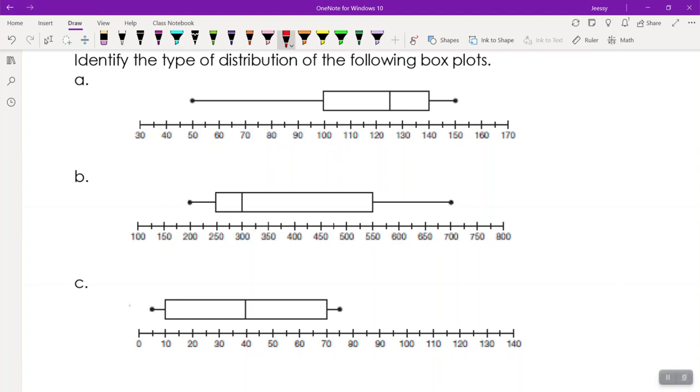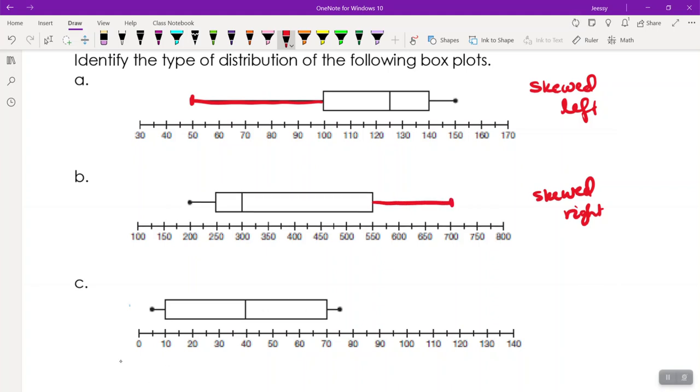Did you all make a decision? All right, how would you classify the first one? Skewed left, right? Yes, if you look, this whisker right here is particularly longer than the other one, and so the tail's on the left. How would you classify B? Skewed right, right? Because if you look, the right whisker is longer than the other one.